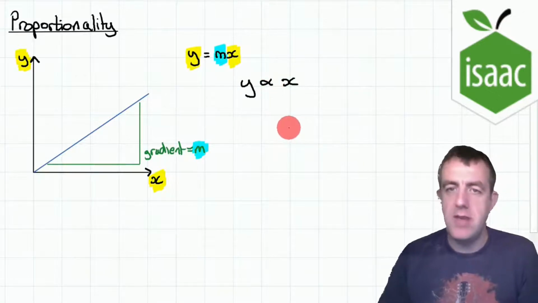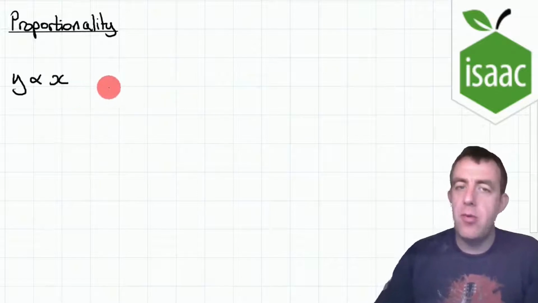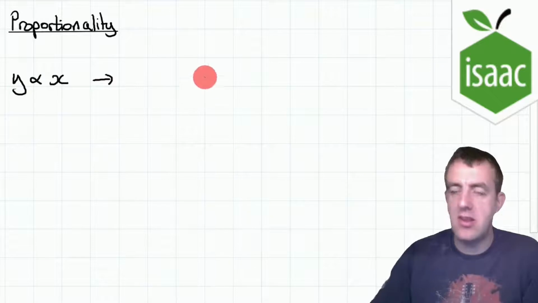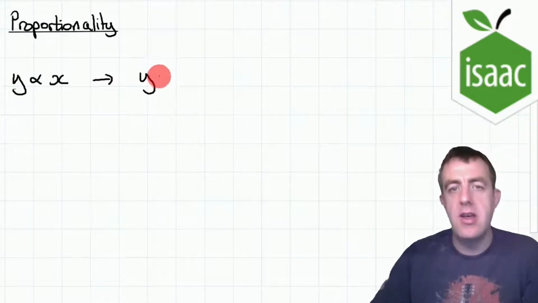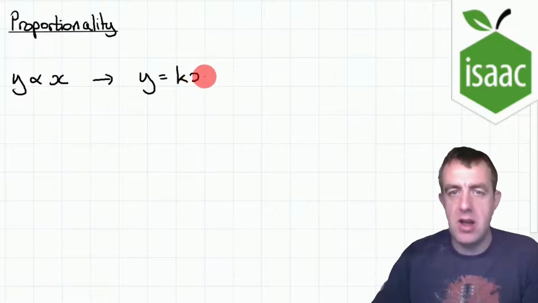It looks a bit like a fish. Y is proportional to x. Now we can turn any proportionality into an equation by replacing the proportionality symbol with an equal sign and a constant. And I'm just going to use k here for any old constant.